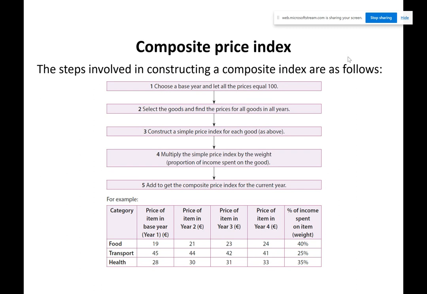What are the steps involved in constructing a composite price index? But again, let's just think about it logistically. Number one, choose a base year. So what year are we comparing it to? So at the very bottom there in the table, you can see the price of item in the base year. And the base year is just, what are we comparing it to? It's now 2021. Are we comparing it to 2020 or 2019? So you need to compare it to a different year. That's your base year.